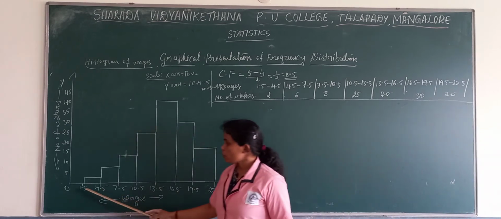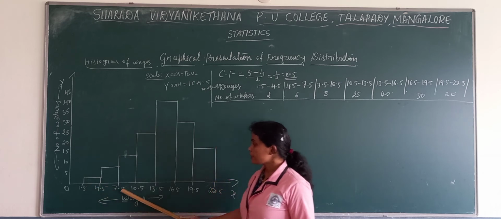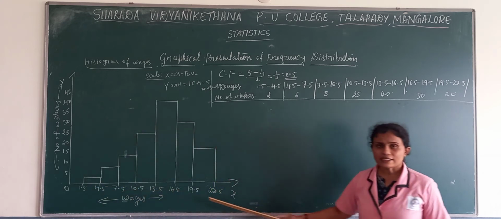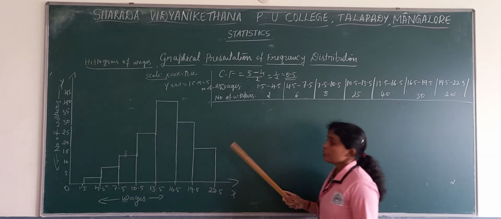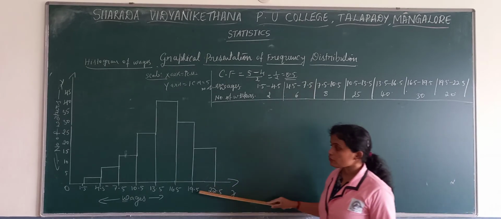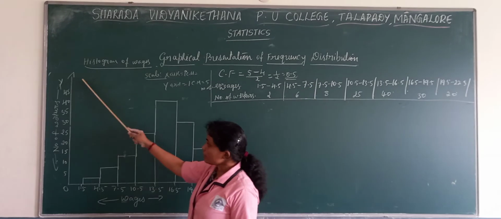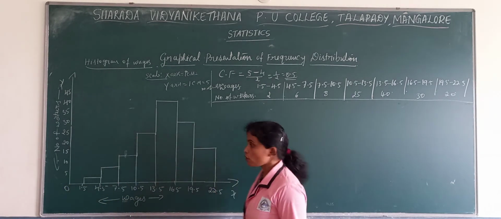Here 1.5 to 4.5, 4.5 to 7.5, 7.5 to 10.5. Directly what class intervals they have given, that you are representing here. If it is in the inclusive form, we have to convert it to exclusive form so that we get their continuity. Then the frequencies you have to represent. Here it is number of workers.